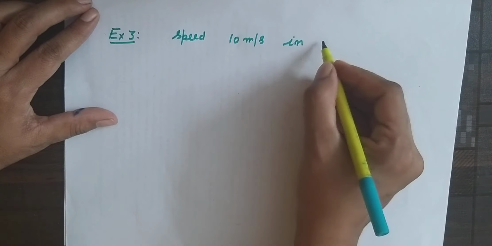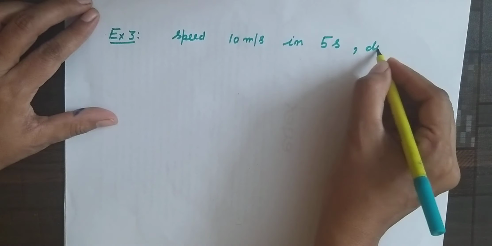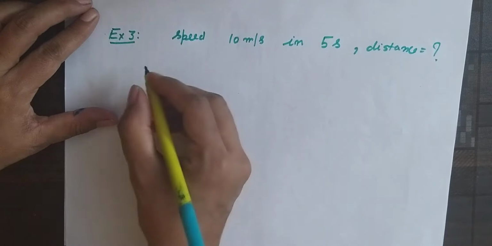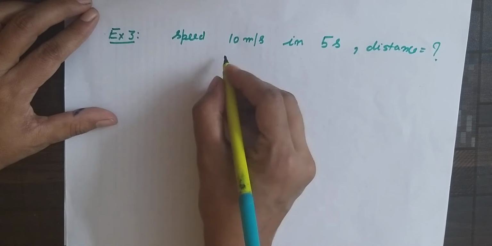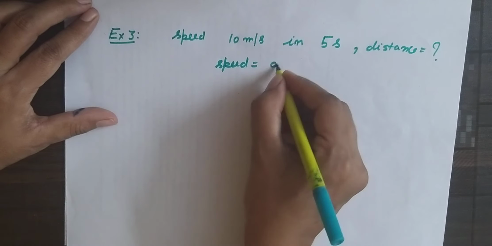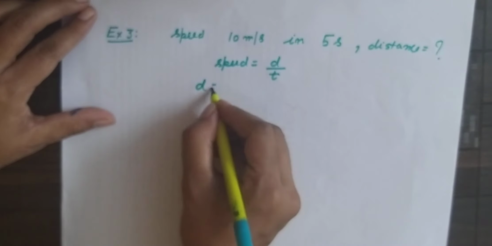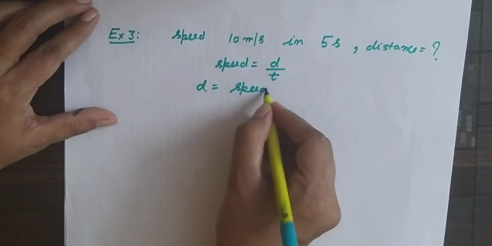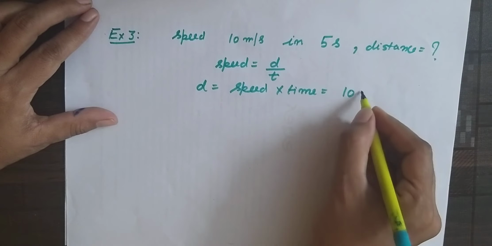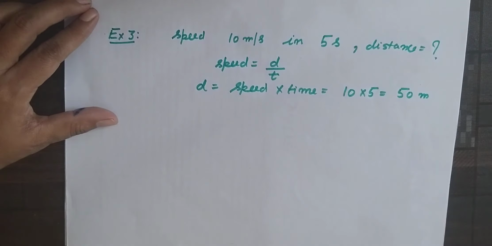in, let it be 5 seconds. Then we have to calculate the distance. So in that case, what is the answer for that? Suppose speed, as we know, is equal to distance upon time, d upon t, and if I have to find out the distance, so d is equal to speed multiplied by time, and speed given here is 10 meter per second, time is 5, so the answer will be 50 meter is the distance covered.